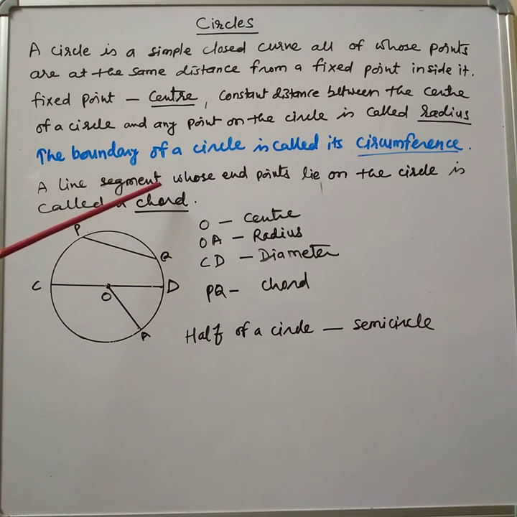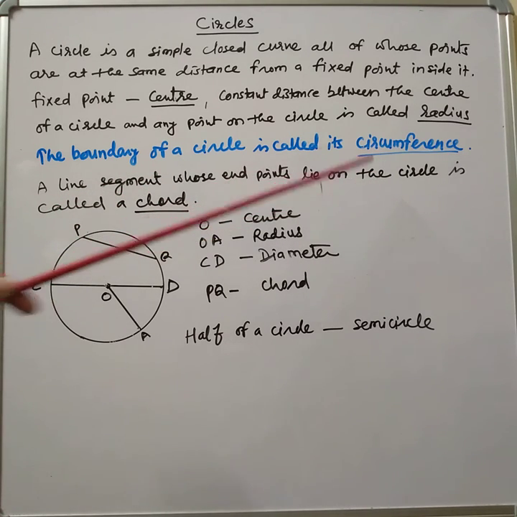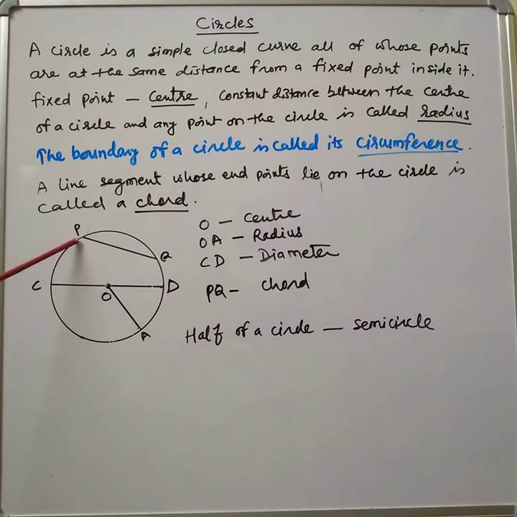Now a line segment whose endpoints lie on the circle. See here, PQ is a line segment, one endpoint is P and another endpoint is Q, and both points lie on the circle, then that line segment is called a chord. So PQ is a chord. See here also.